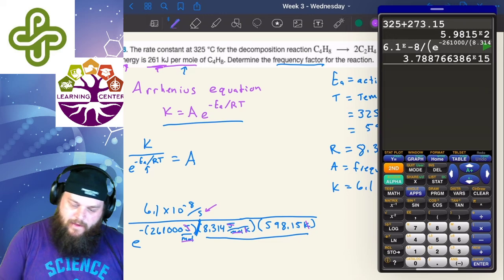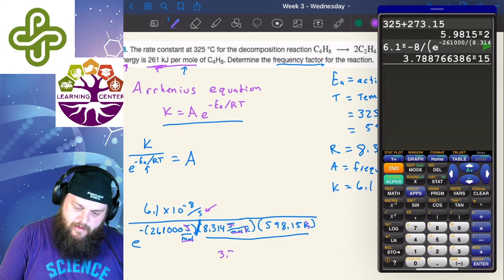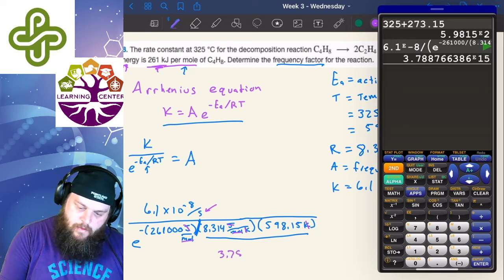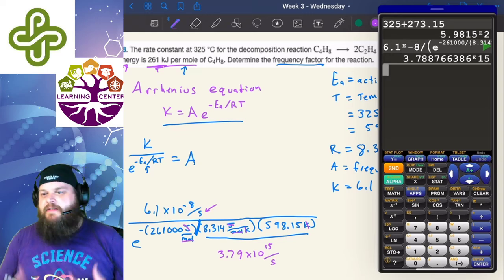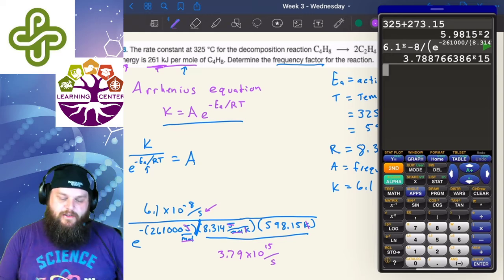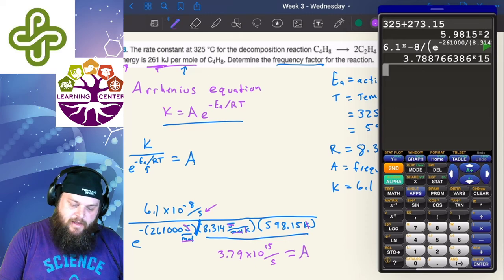And that gives me a 3.79, we'll say, times 10 to the 15 per second. So that's the frequency of the reaction. That frequency factor is equal to A.